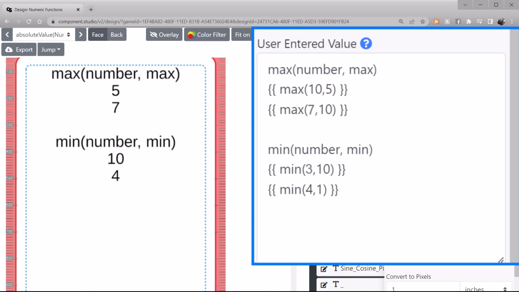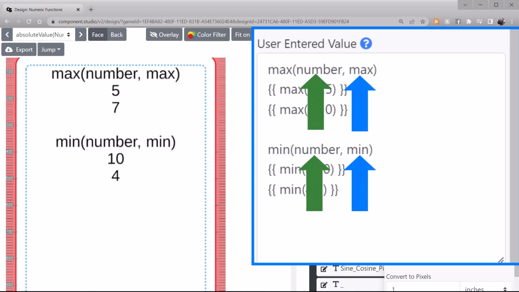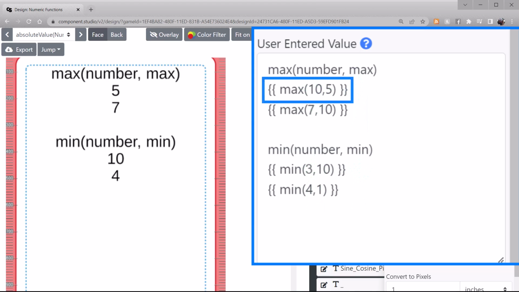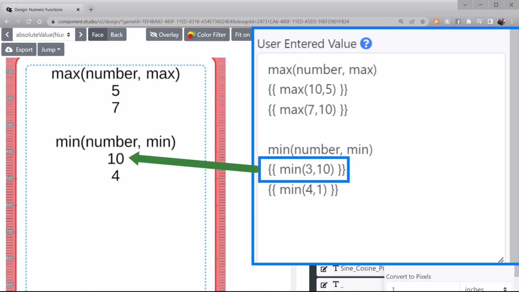Max and min function likewise. You enter the number you want to check with the boundary to examine it against. If it is outside that boundary, the function returns the value of the boundary. For example, max 10, 5 would return a 5 because the input of 10 is larger than the maximum of 5. And min 3, 10 would return a 10 because the input of 3 is smaller than the minimum of 10.